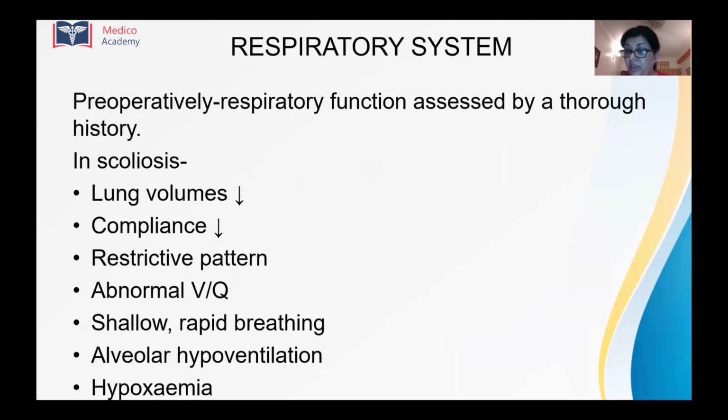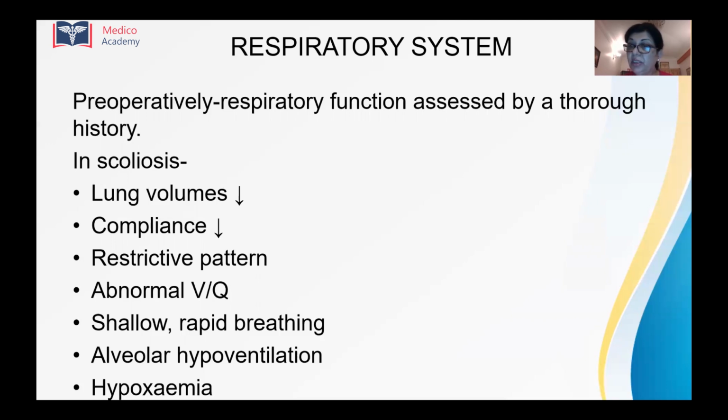The respiratory system: pre-operatively, the respiratory function should be assessed by a thorough history, focusing on functional impairment, physical examination, and appropriate investigation. Scoliosis causes a restrictive pulmonary deficit with a reduced vital capacity and a reduced total lung capacity. The severity depends on the angle, the number of vertebrae involved, the location of the curvature, and the degree of loss seen in thoracic kyphosis.